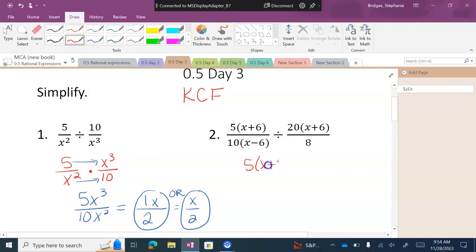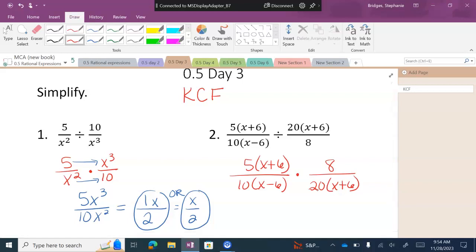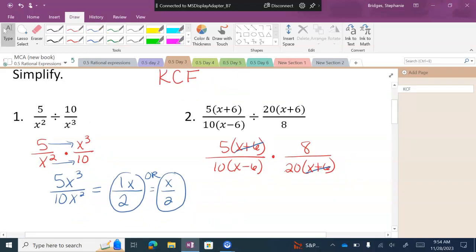Again, we are keeping the first fraction the same. We are changing that division to multiplication. We are flipping that second fraction upside down. Then I want to go through and try to factor. Does any part of this problem factor? No, it's already factored for me. So then let's go through and get rid of what binomials do you see, one at the top, one at the bottom, that are exactly the same. X plus 6. Anything else? No. All right, so we're going to multiply what's left.